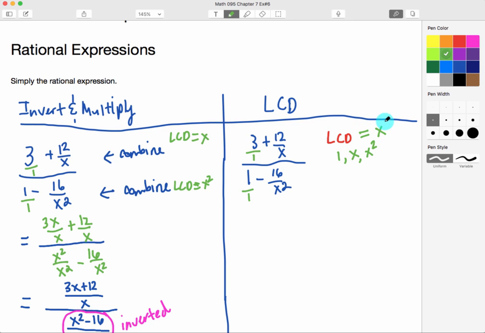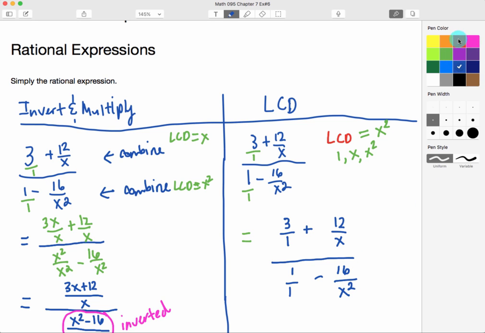It is going to be x squared because it is the most repetitions of each unique number. So I have 2 x's, this is 1 x, this is no x's, so x squared, or 2 x's, is my LCD. So the next thing that I'm going to do is multiply every term by the LCD. So I'm going to write this out so we can see it. 3 over 1 plus 12 over x all over 1 over 1 minus 16 over x squared.